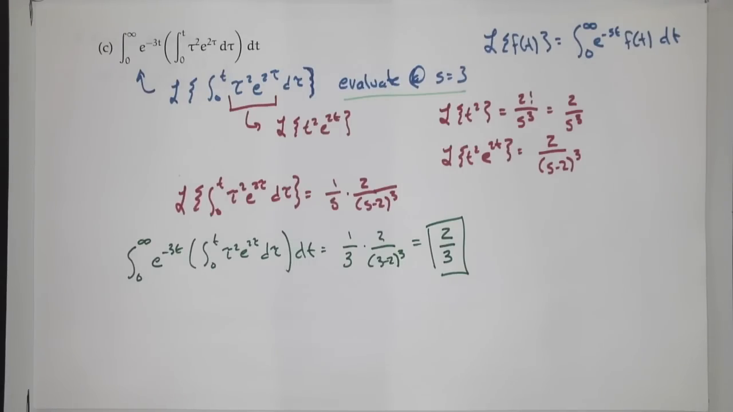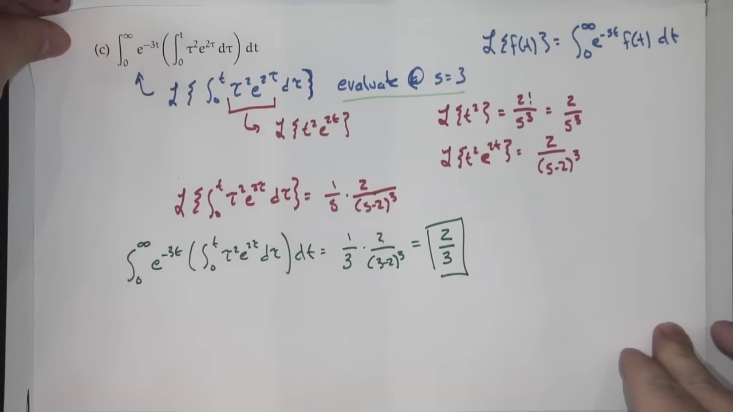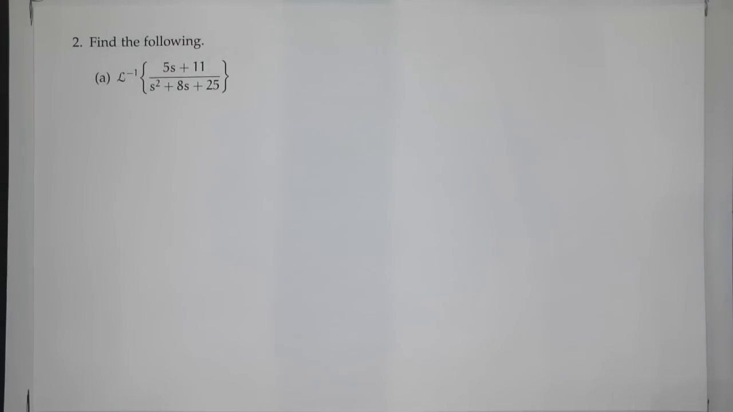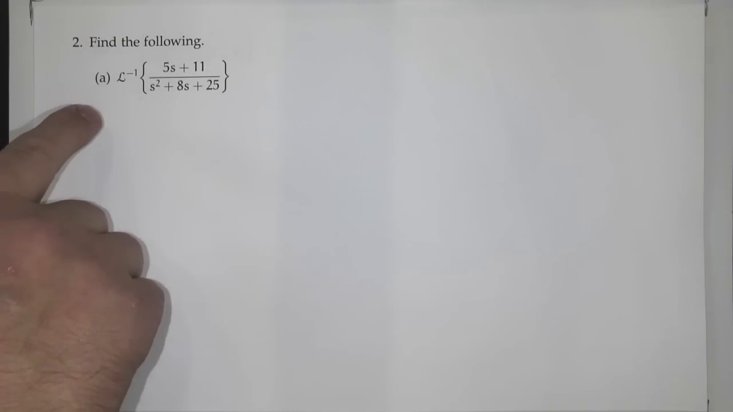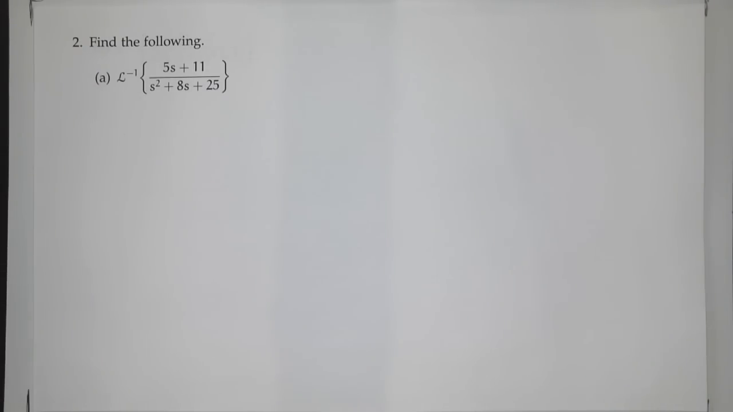All right. So now we know how to take Laplace transforms of things. If you can do these, you'll be in good shape. Are you ready to do the inverse Laplace transform? All right. On to number 2. Find the following. And again, several parts. The inverse Laplace transform of 5s plus 11 over s squared plus 8s plus 25.